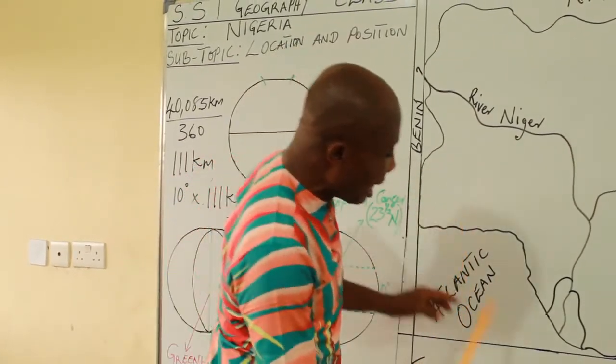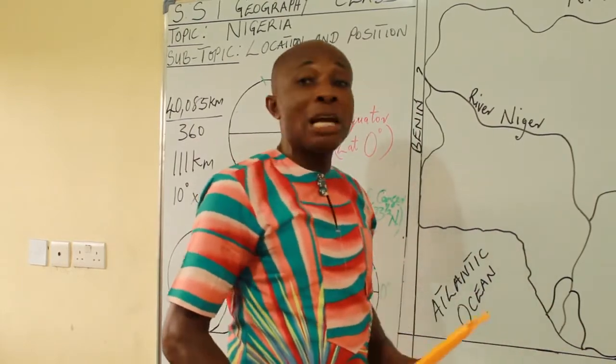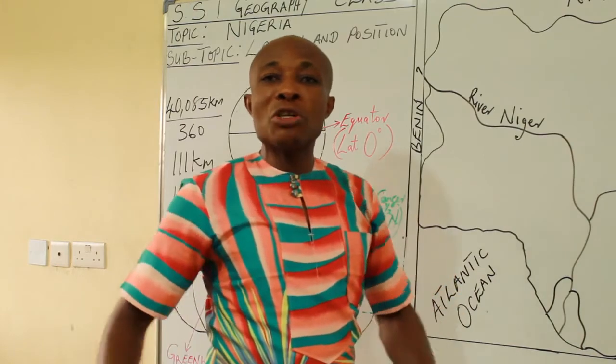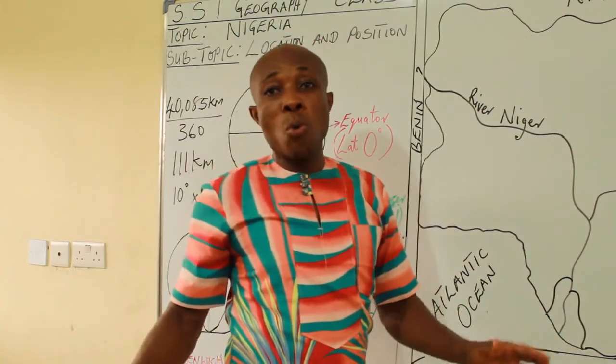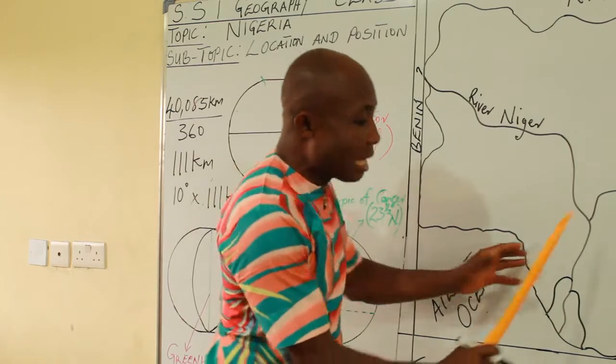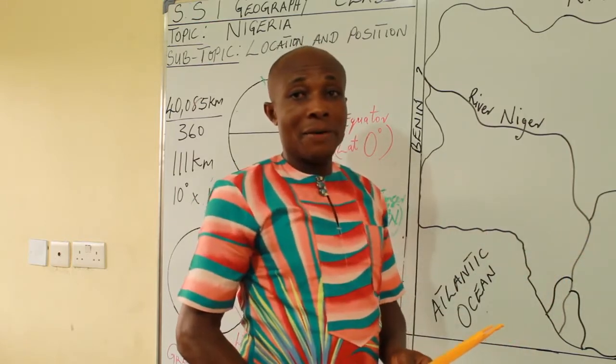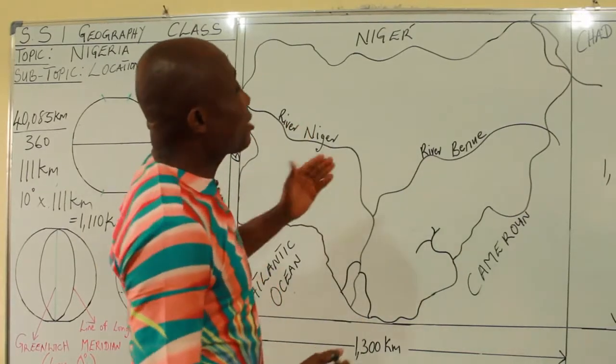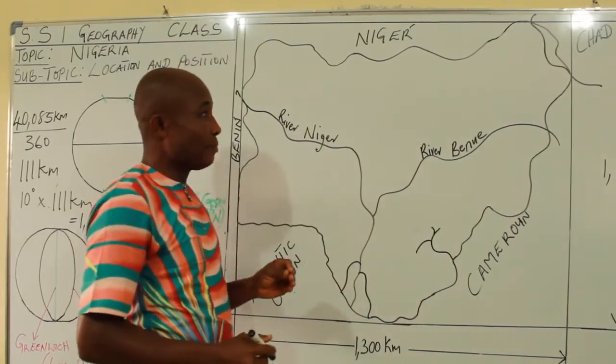And because of this Atlantic Ocean, it now makes Nigeria not to be a landlocked nation. A landlocked nation is a nation surrounded by land and no water. And it's a great advantage for Nigeria as a country. Okay, there is something that I said earlier.